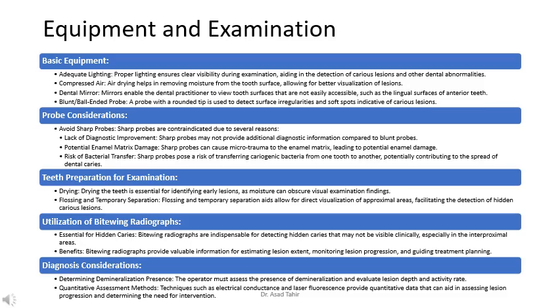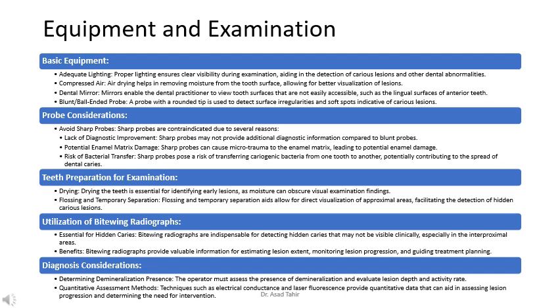Equipment and examination. Basic equipment. Adequate lighting. Proper lighting ensures clear visibility during examination, aiding in the detection of carious lesions and other dental abnormalities. Compressed air. Air drying helps in removing moisture from the tooth surface, allowing for better visualization of lesions. Dental mirror. Mirrors enable the dental practitioner to view tooth surfaces that are not easily accessible, such as the lingual surfaces of anterior teeth. Blunt/ball-ended probe. A probe with a rounded tip is used to detect surface irregularities and soft spots indicative of carious lesions.